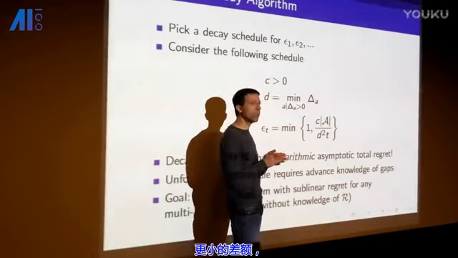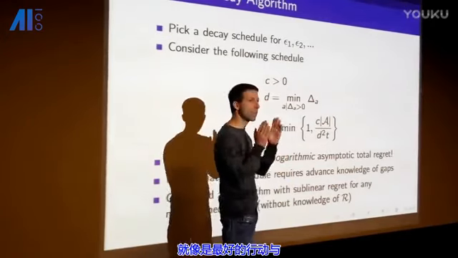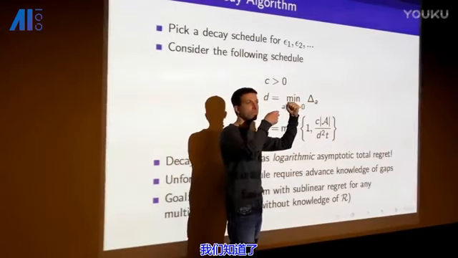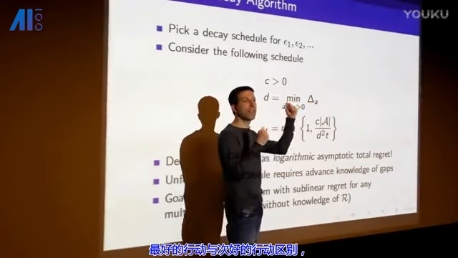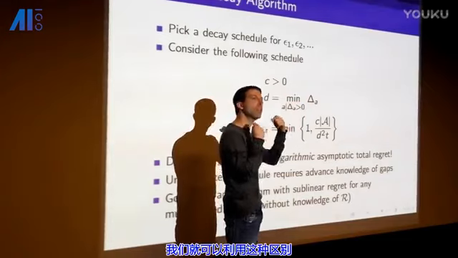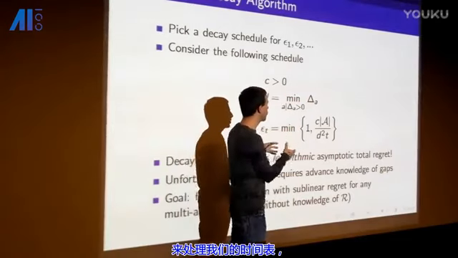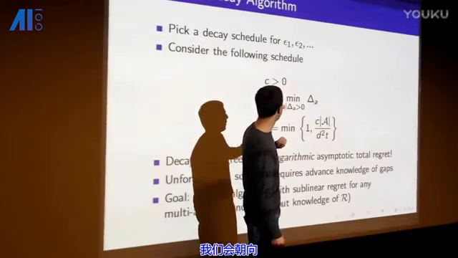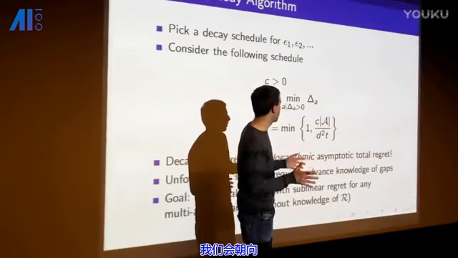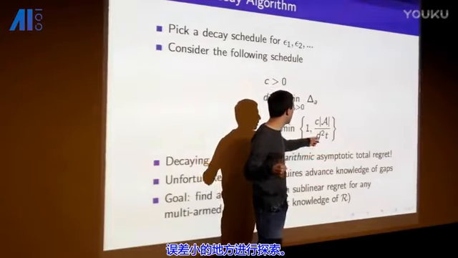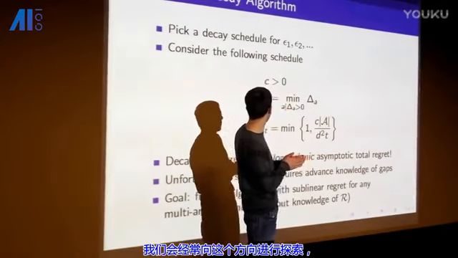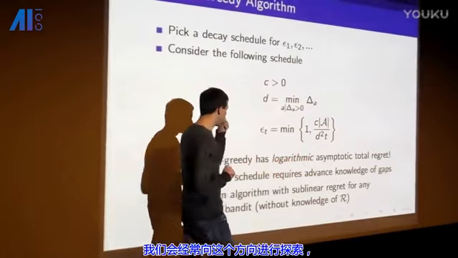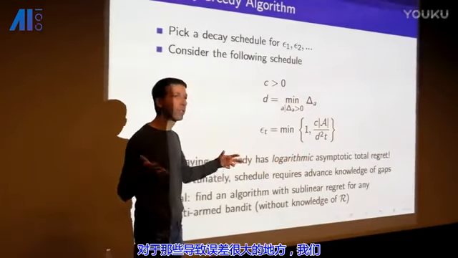okay, at every step, all we care about is the size of the smallest gap. Like, what's the difference between the best action and the second best action? So if we know the difference between the best action and the second best action, we can use that difference to craft a schedule which looks something like this. Don't worry too much about the form of this. It's just saying, basically, whenever the gaps are very small, we want to explore those actions more often. If the gaps are very large, we want to explore them less often.